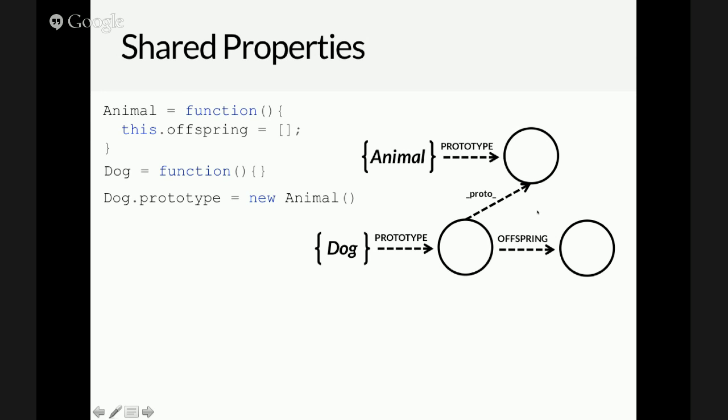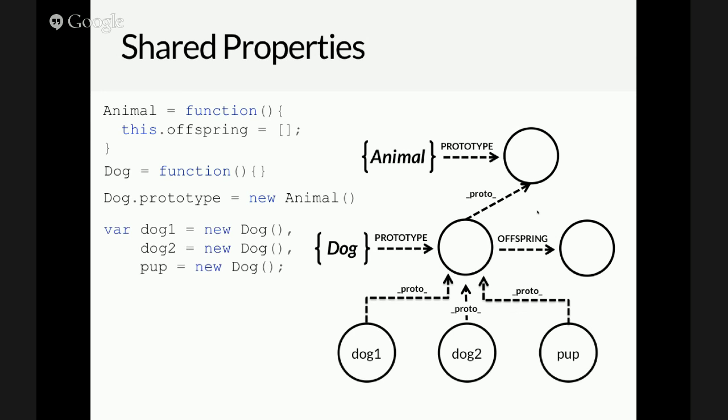This is our chain so far. And you might already be able to see where the problem is going to be when we start pushing things onto this offspring. So when we say dog1, dog2, and pup equals new dog, you're going to have dog1.proto pointing to the dog prototype, dog2.proto pointing to the dog prototype, and pup is doing the same. These were all new objects created with their protos pointed to the prototype of their constructor. So when we finally say dog1.offspring.push pup, let's walk this chain.